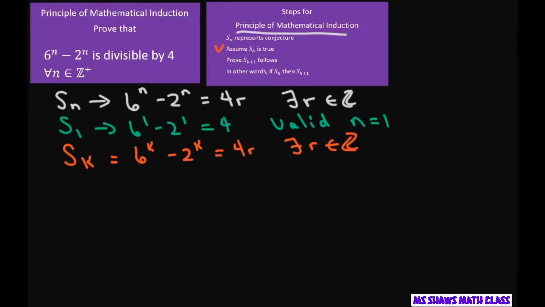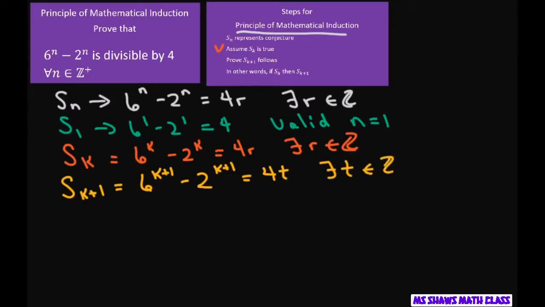All right. And then we're going to show or prove that S sub k plus 1 follows. So that means 6 to the k plus 1 minus 2 to the k plus 1 equals 4t. We're going to have to change that. So this is for some integer t. We'll get into this a little later. But what we want to do now is to start with this one and make it look like this one.